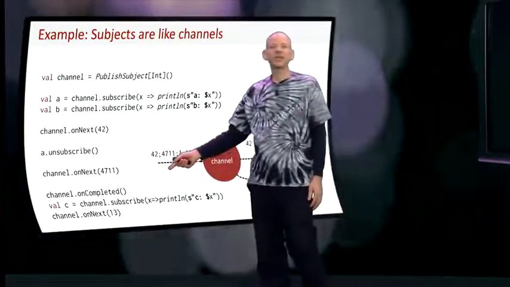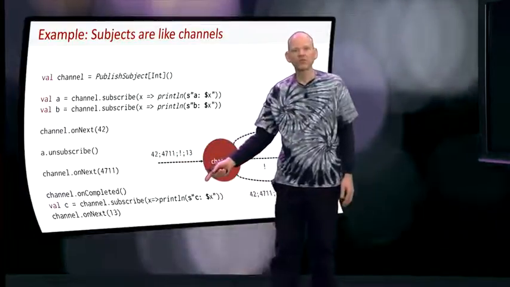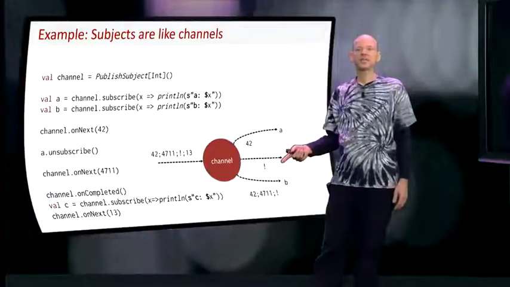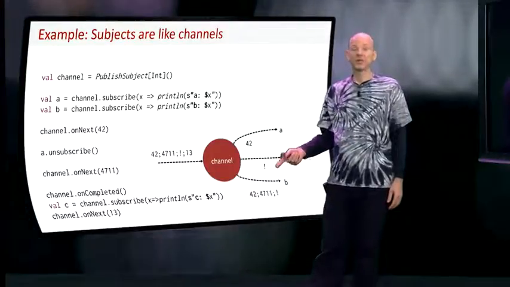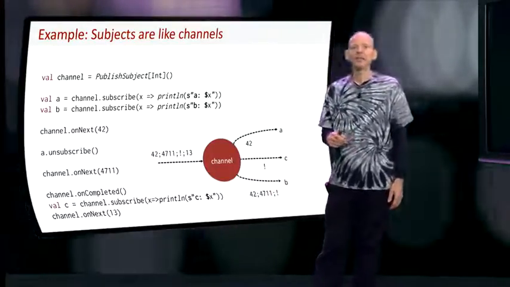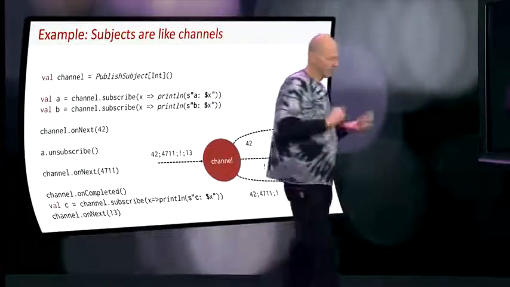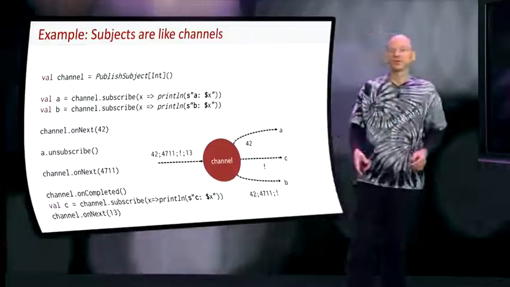Now we complete the channel. We subscribe to it with C, and what we will see is that C immediately gets on completed, and B will get on completed as well. And when we call on next again, nothing will happen. It will just be dropped on the floor.